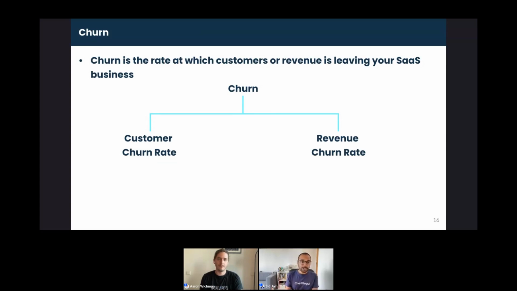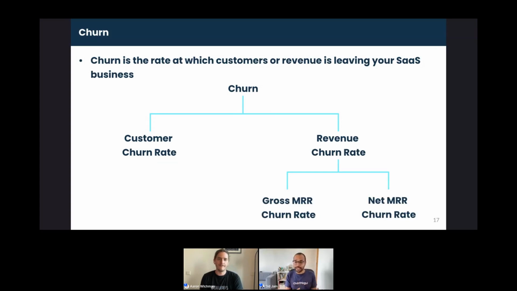Now within revenue churn rate, you can look at it in two ways: gross MRR churn rate or net MRR churn rate. At a high level, gross MRR churn rate only takes into account the MRR lost. You lose MRR, as we mentioned earlier, via both churn and contraction. Whereas net MRR churn rate gives you a more holistic picture of churn because it takes into account both expansion and reactivation MRR from your existing subscriber base. So net MRR is more holistic. Gross MRR is just MRR lost.